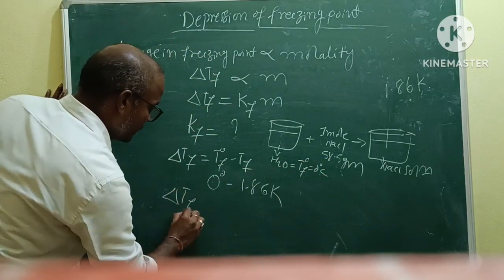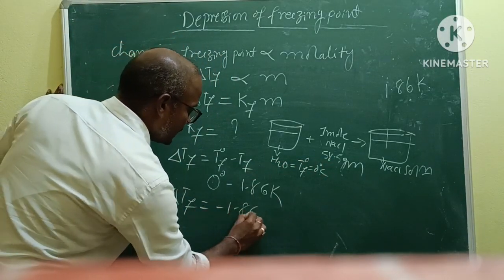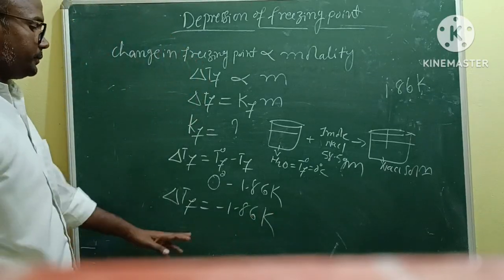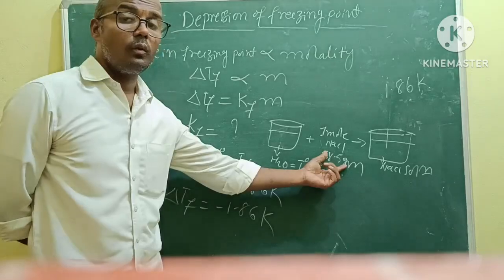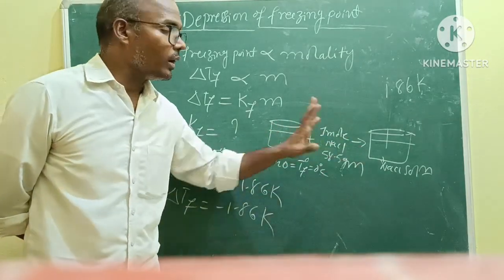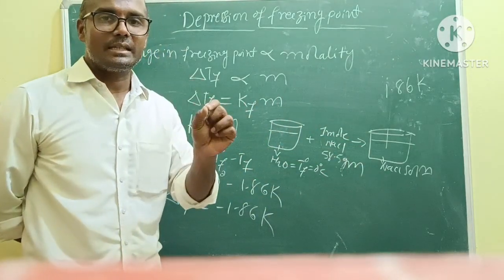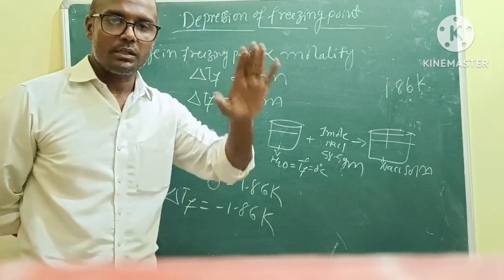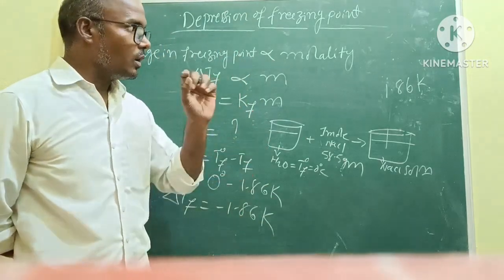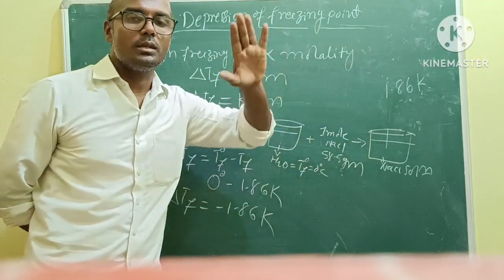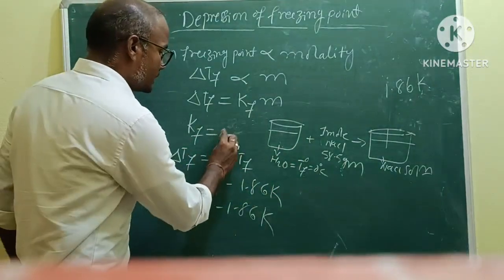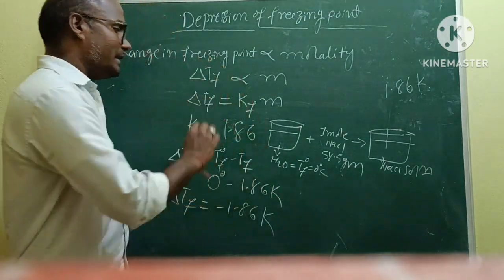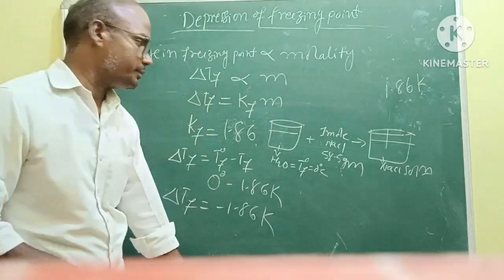So delta Tf is minus 1.86 Kelvin, right? Understand? So when we add 1 mole of non-volatile solute to this solvent, then water undergoes a lowering of temperature of 1.86 Kelvin. So that is the Kf value. The Kf value is constant, that is 1.86. Clear, students?